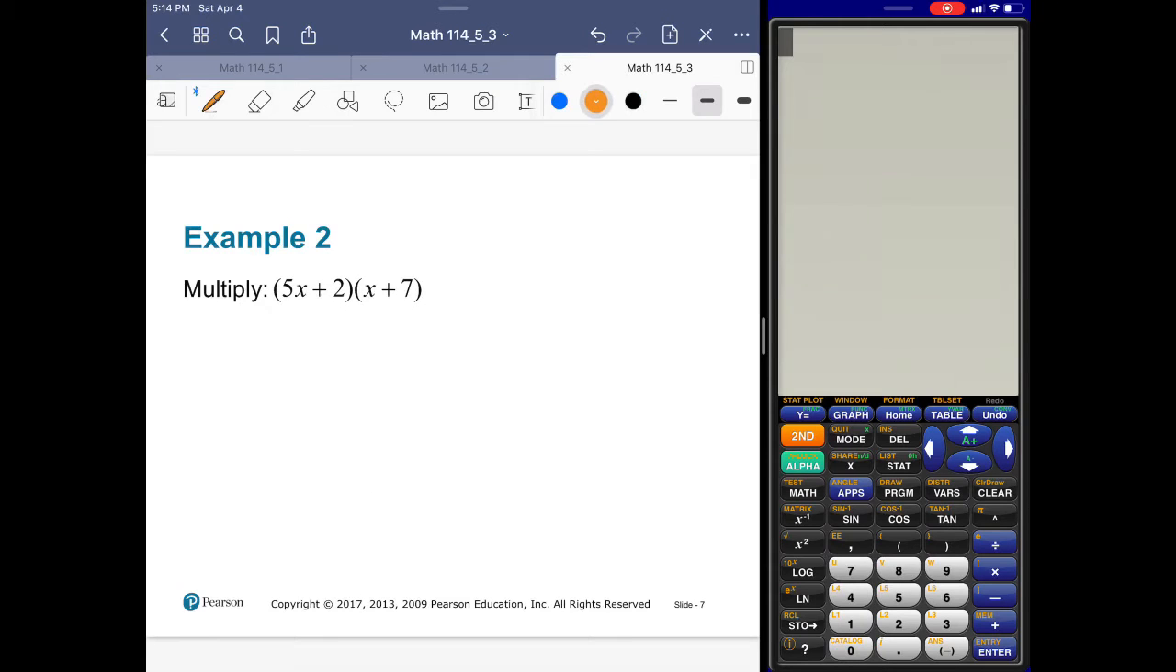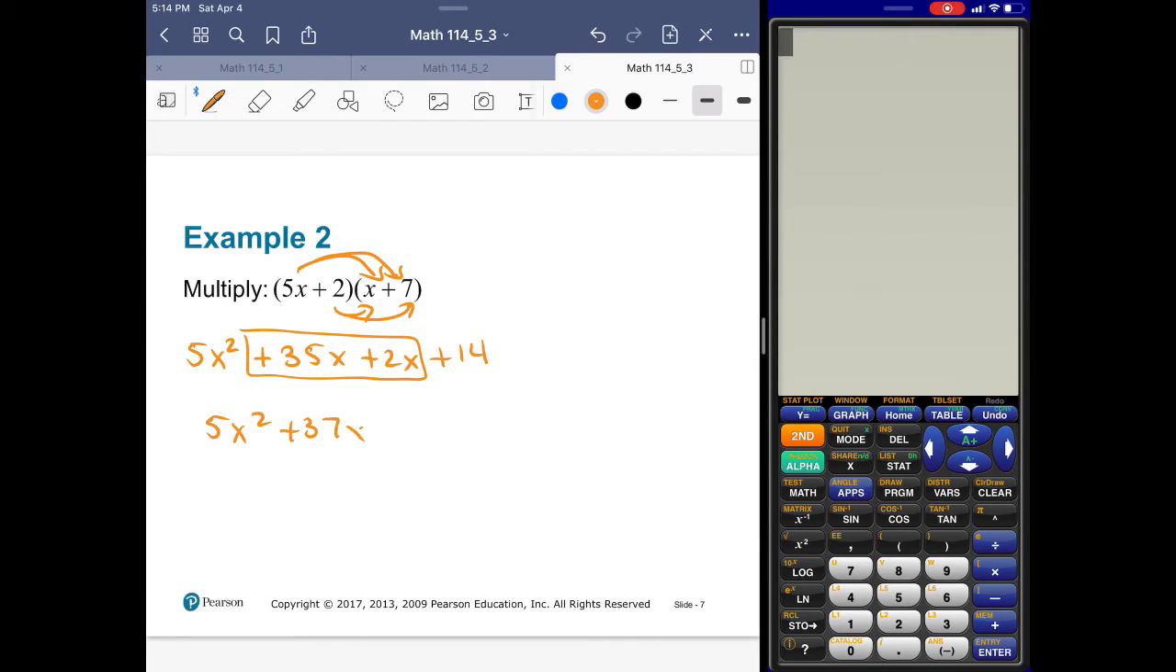Here's another example. 5x squared plus 35x plus 2x plus 14. We have 5x squared, combine the like terms, plus 37x plus 14.